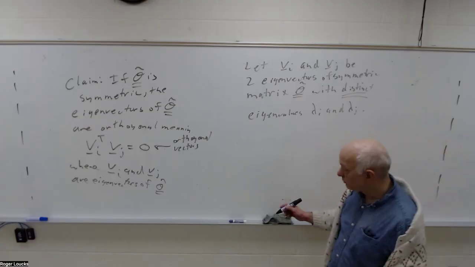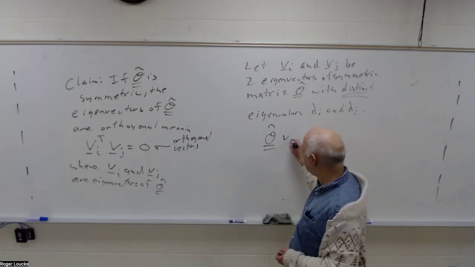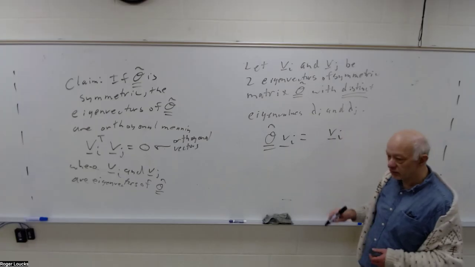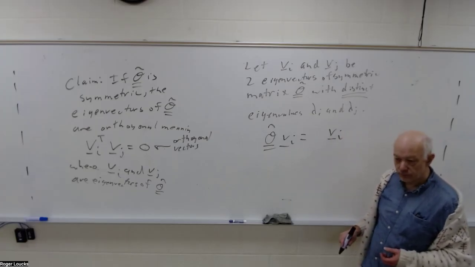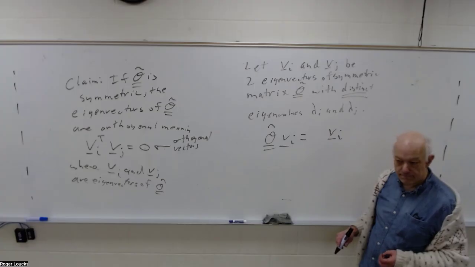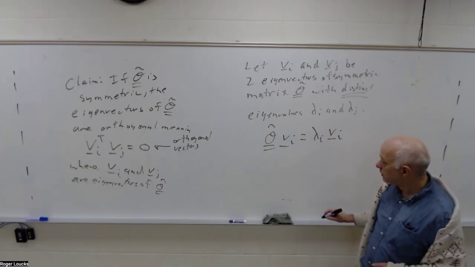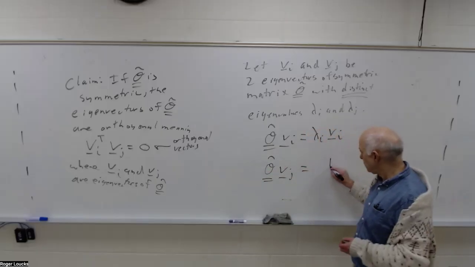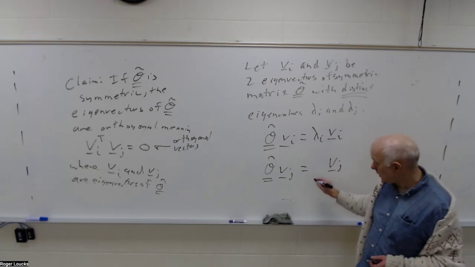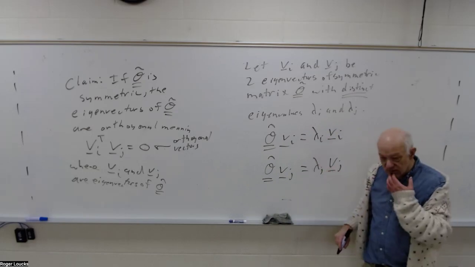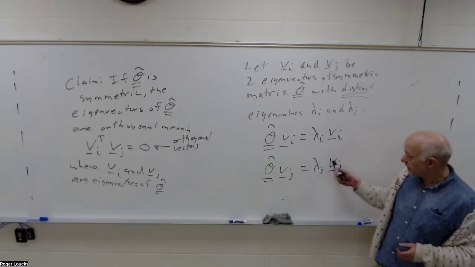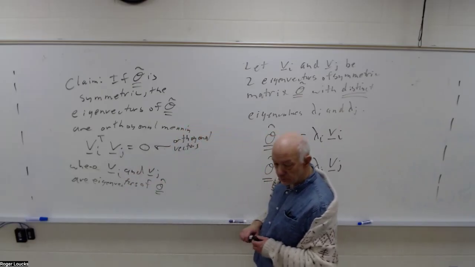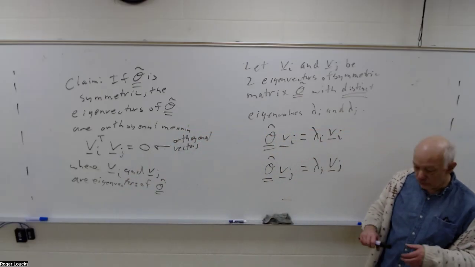So let's write down what this means. When O acts on V_i, we get V_i back times its eigenvalue lambda_i. When O acts on V_j, you get V_j back times lambda_j. Now the claim is that these two vectors are going to be orthogonal, meaning if I take the transpose of one times the other, you're going to get 0.